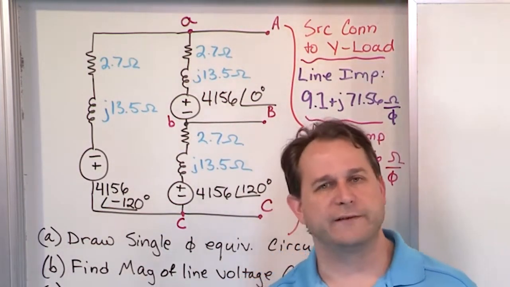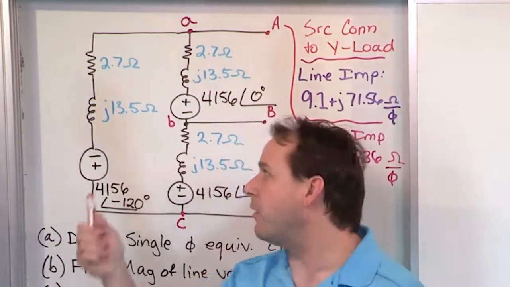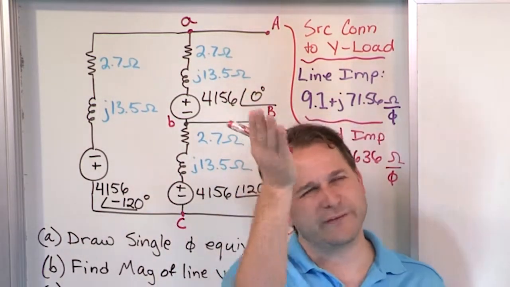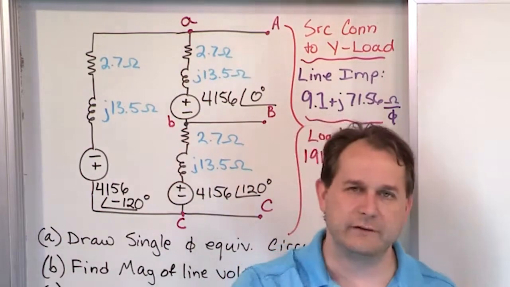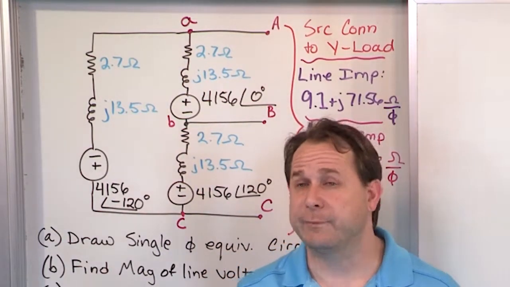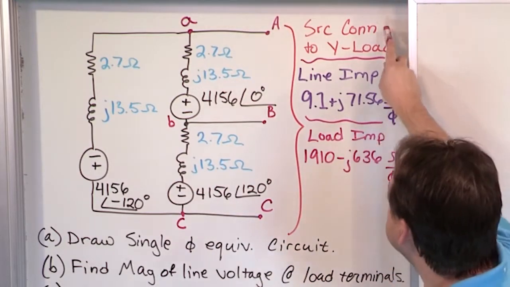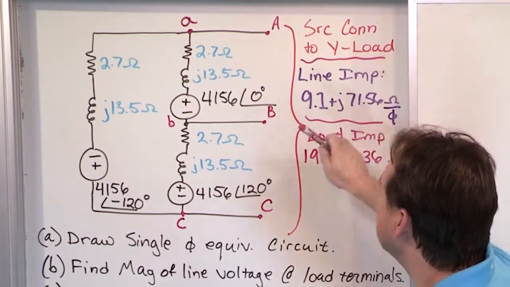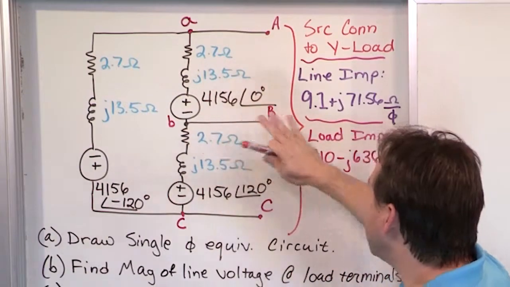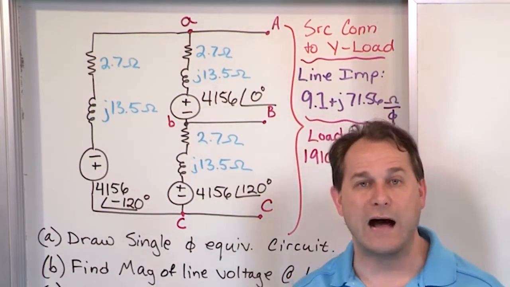Typically, when you draw a delta source, not always, but typically, you'll draw it like this. You will sometimes draw it in a triangle fashion. That's fine. But sometimes I'll try to trip you up and draw it like this. So this is a delta source. And then it tells us that this delta source is connected to a Y load. We have not drawn it, but it's connected to a Y load.